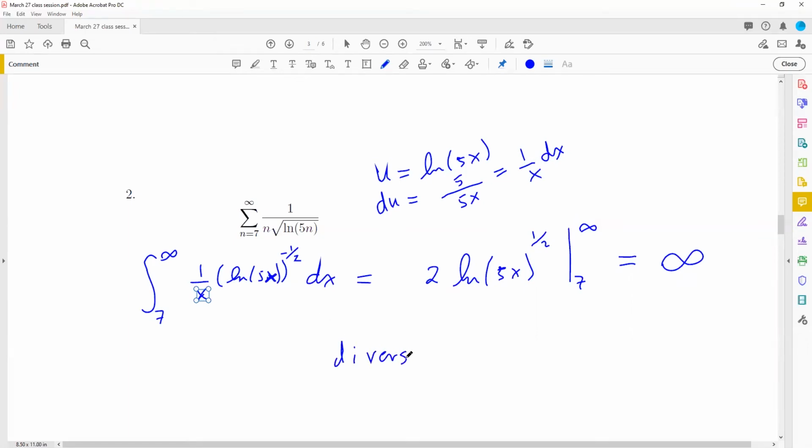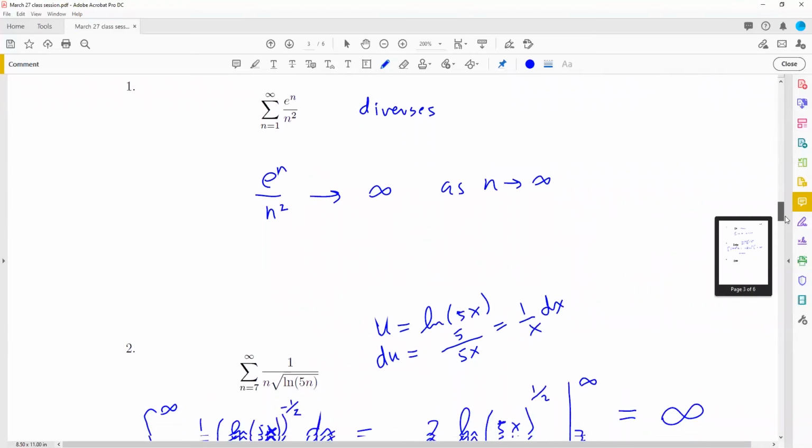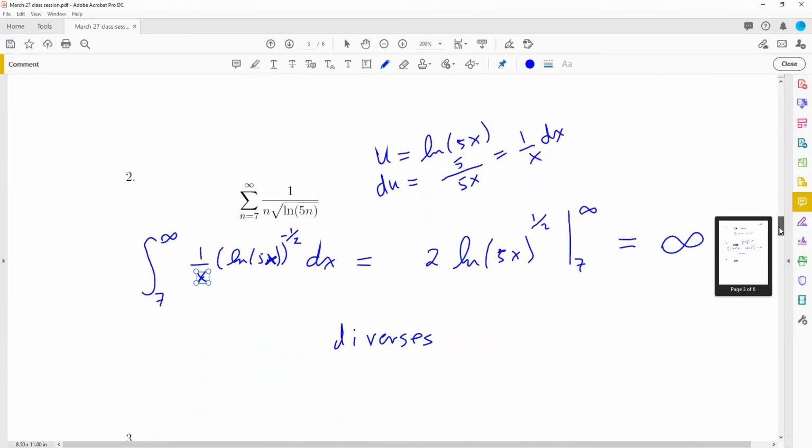I tried. That means that it's divergent. Diverges. Hey, should we keep score here? Let me see. We have, ooh, diverges is winning 2-0. Look, number 1 diverged and number 2 also diverged.